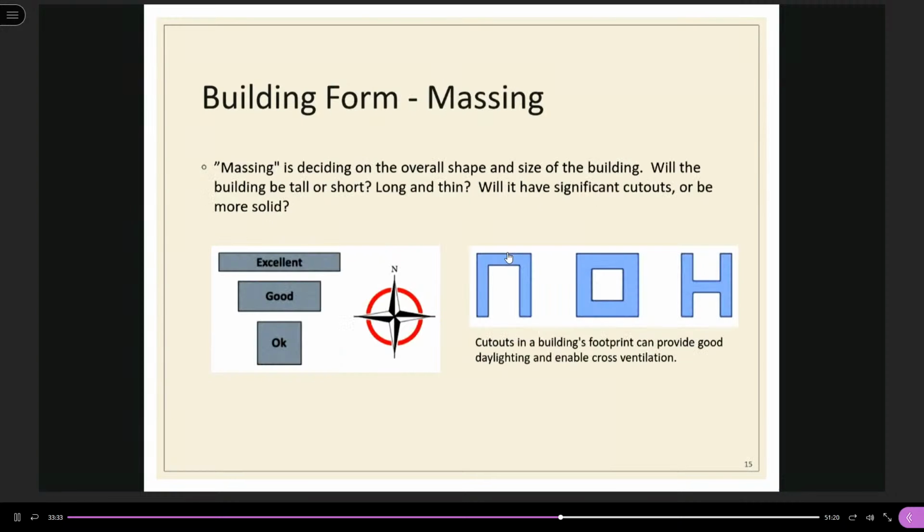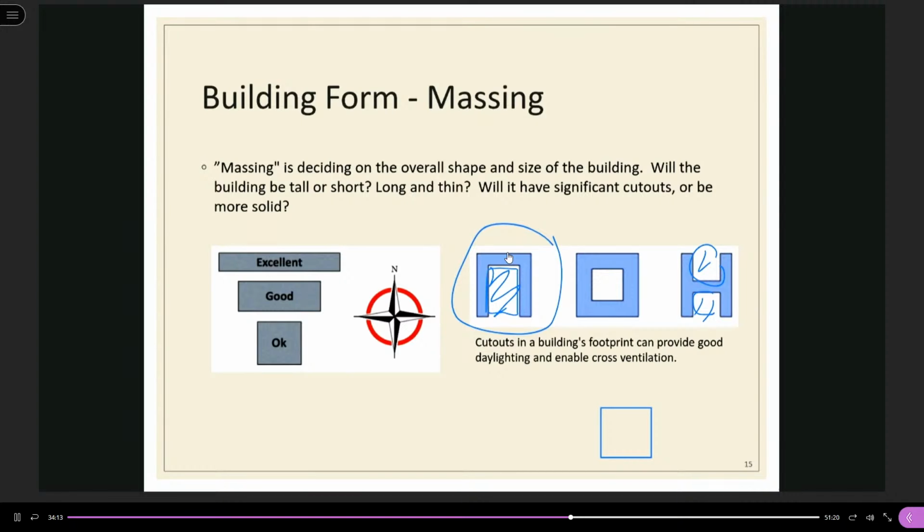Building form massing. Massing is deciding on the overall shape and size of the building. So whether the building is tall or short, long or thin, will it have significant cutouts? Like in this layout, you have a big cutout. This is the cutout. Or here you have the cutout. Or it will be more solid, like just a solid square. So this is more solid.